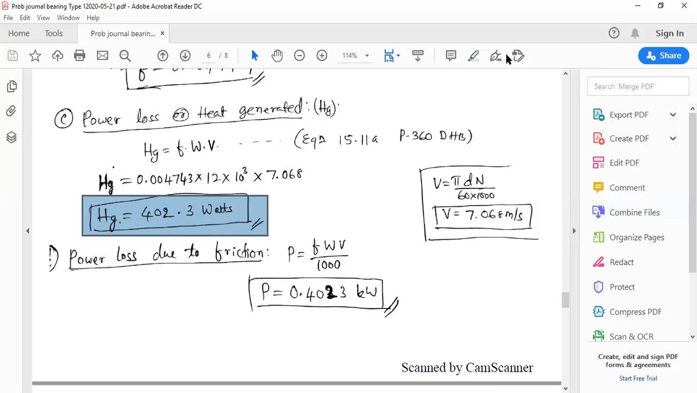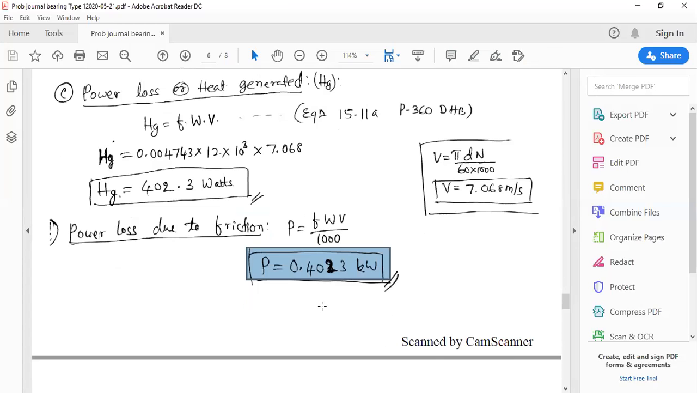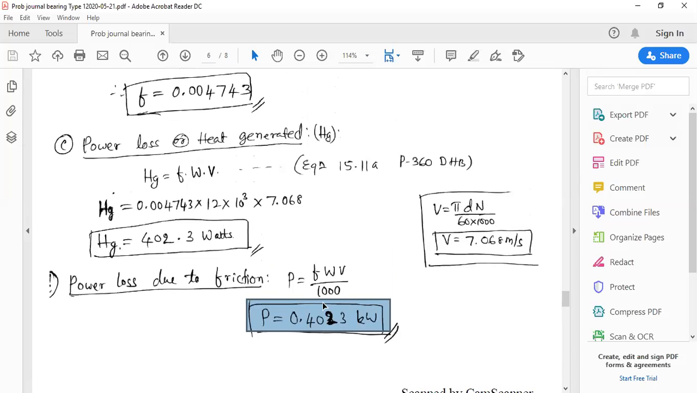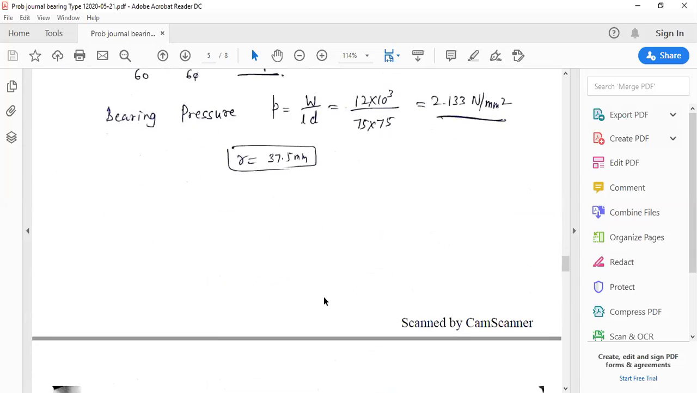And the next one we have to calculate is the value of power loss due to friction. If you divide the calculated value of heat generated by 1000, the answer we get is power loss in kilowatts. So this value is divided by 1000, so that the value of power is 0.4023 kilowatts. These are the things asked in the problem statement, so what we have calculated.